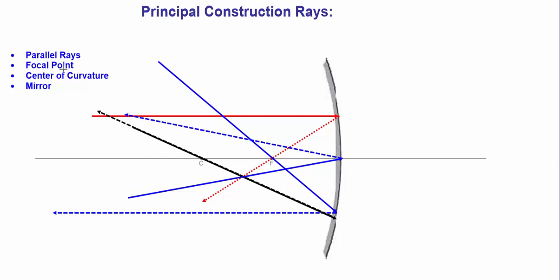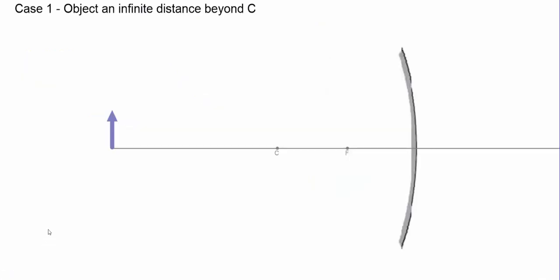Using these 4 construction rays, 2 of them at least, you can always identify where a reflected image exists. And we're going to go through and practice that right now. And so for a concave mirror, we are going to look at 6 different scenarios where you get some unique image reflection. This first one we're going to talk about is what we call case 1, and it's where we place an object an infinite distance outside of C.